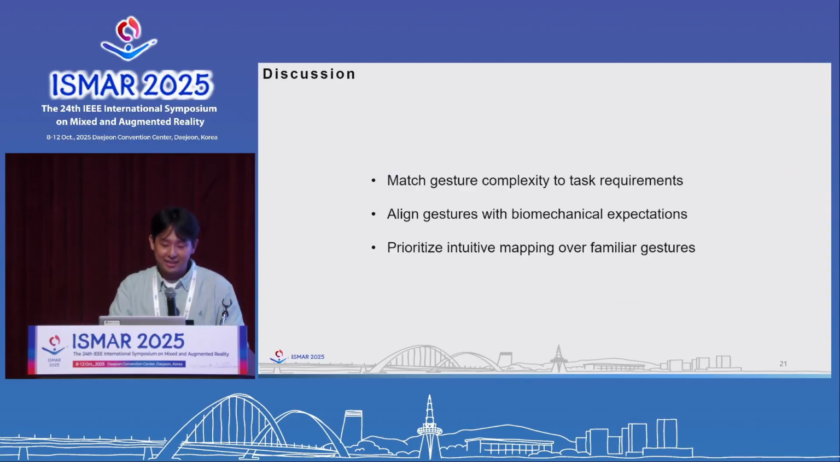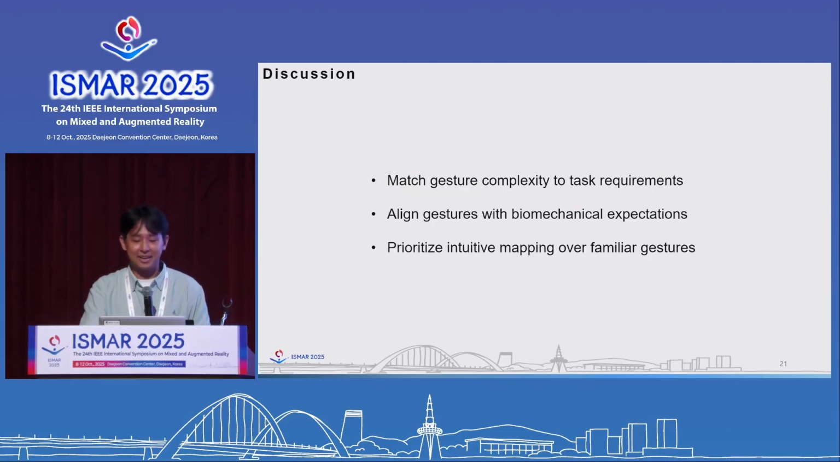From these findings, we can draw several design guidelines. First, we should match gesture complexity to task requirements. Second, we should align gestures with biomechanical expectations. Third, we should prioritize intuitive mapping over familiar gestures. Together, these guidelines highlight that gesture design must balance intuitive mapping, biomechanical efficiency, and task-specific demand, rather than applying a one-size-fits-all approach.